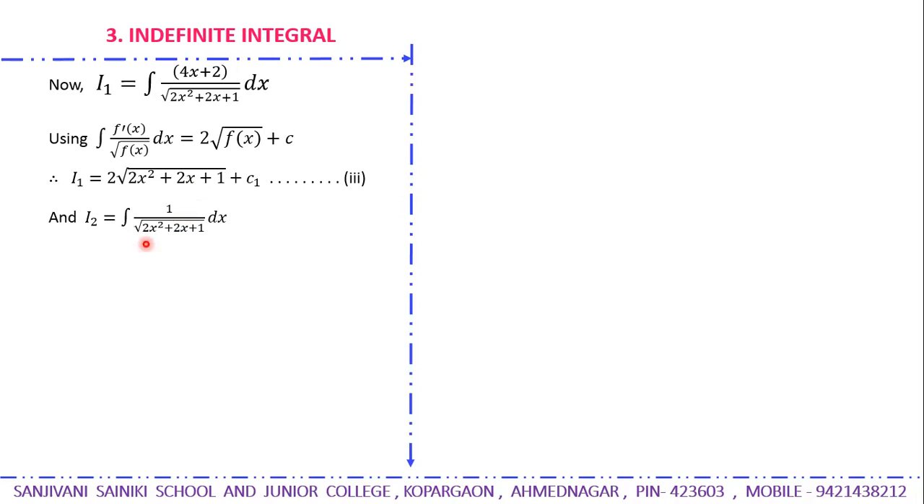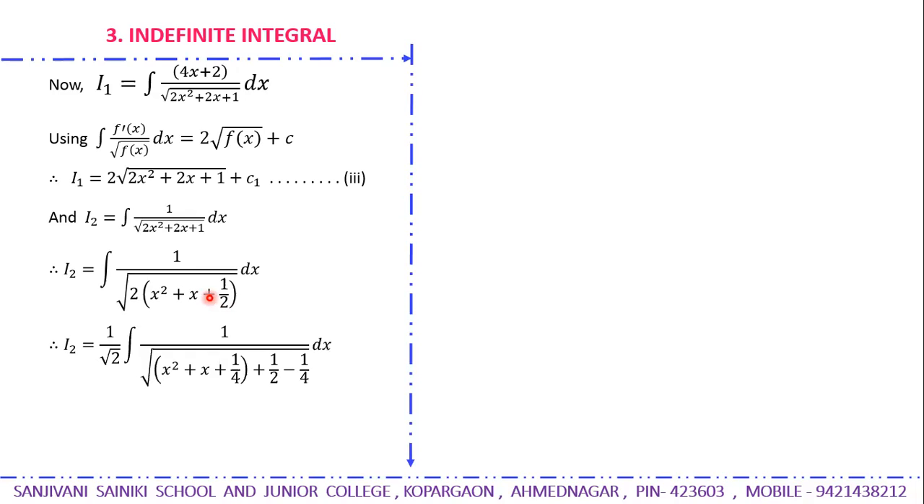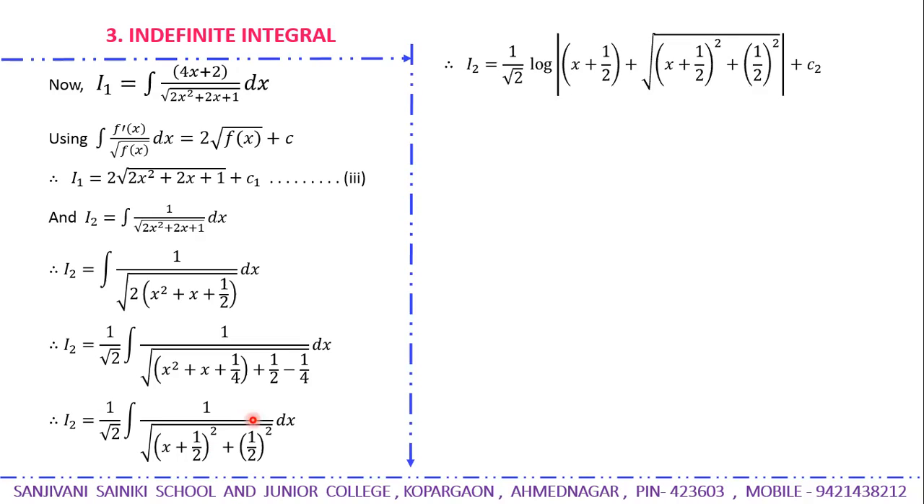Now take I2. Here the coefficient of x square is 2, so we have to take the 2 out. Then we have to adjust the last term as 1 by 2 coefficient of x, bracket square, that is 1 by 4. So 1 by 4 plus 1 by 4 minus 1 by 4 gives us (x plus 1 upon 2) bracket square plus (1 upon 2) bracket square. So 1 upon root x square plus a square, and its integral is given by log of modulus of x plus root x square plus a square. So I2 is equal to 1 by root 2 times log of (x plus 1 upon 2) plus root x square plus x plus 1 by 2, plus c2.